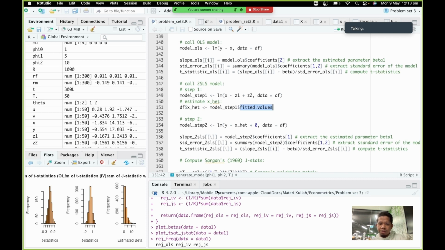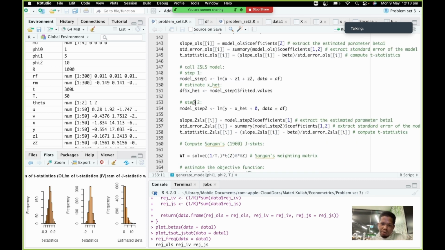The fitted values are actually just the predicted values, which is x hat here. So if you run the OLS model in R, and then you just call the name of your model, then the dollar sign, and you call fitted values, it will give you the x hat, just like residuals. When you call residuals, it gives you the residuals of the model.